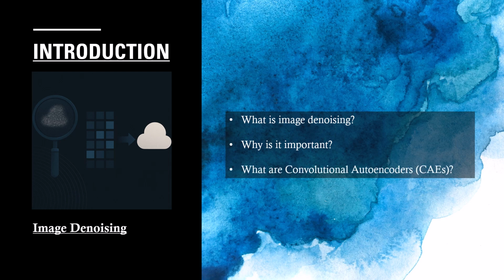Now, the last bit, the convolutional autoencoder part, what exactly is it? Convolutional autoencoders are basically neural network architectures that are designed to learn compressed representations, and they are also particularly effective for image representation or reconstruction tasks.